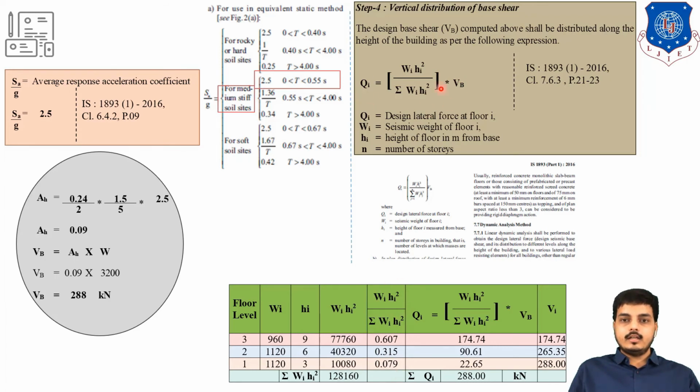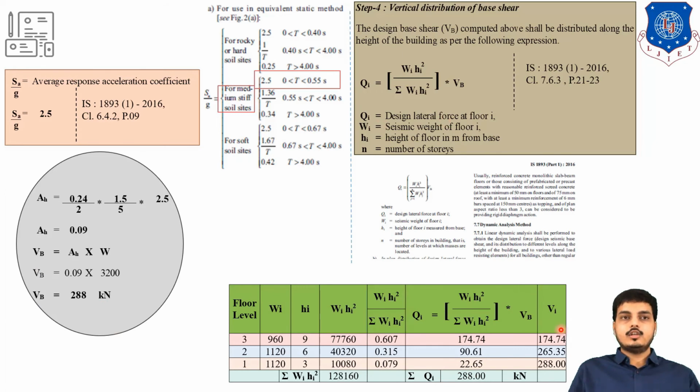Now for Qi we need to multiply with VB. Our VB is nothing but 288. So 0.607 multiplied by 288 is nothing but 174.74. Then 0.315 multiplied by 288 is nothing but 90.61. And 288 multiplied by this, I will be getting 22.65. The summation of all these should be 288, matching to this. So this was our lateral force.